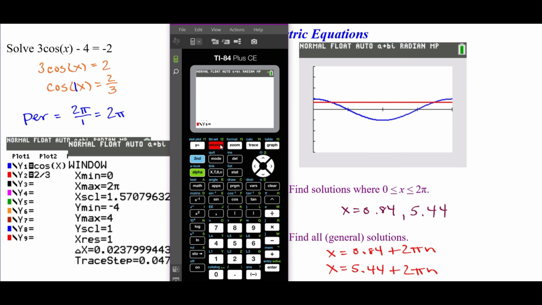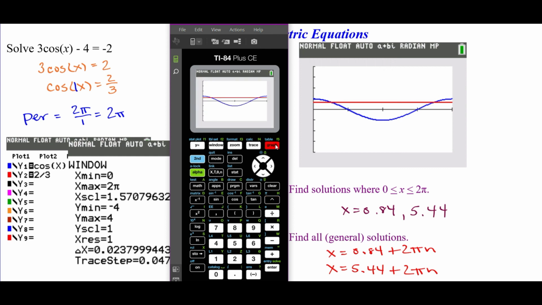Then what I would do is start with a zoom 7, which remember is your zoom trig, to set your window for a trig equation. Then I would press my window button and go back and set the x min to 0 and the x max to whatever your period is. So in this case, your period is 2 pi, because remember, you're always going to find your first two solutions for sine and cosine within one period. So once you do that, you can just press your graph button and you can see your one period of the graph.